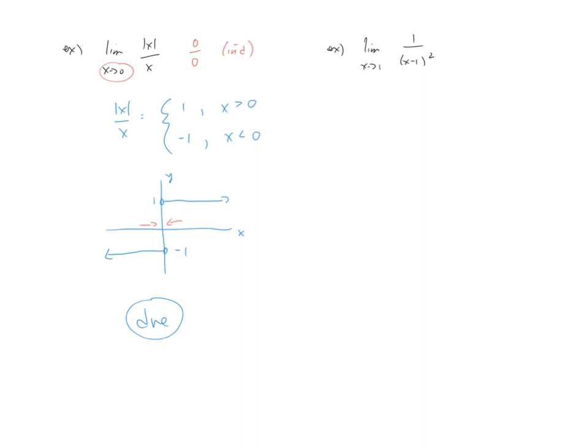Okay, so then for the second example that you see up on the screen, we're going to approach positive 1 now. And you can see I would start by taking the 1 and plugging it in, which would give me a 1 over 0. Well, that is not an indeterminate form. 0 over 0 is, but 1 over 0 is not an indeterminate form. So there's got to be something else going on.